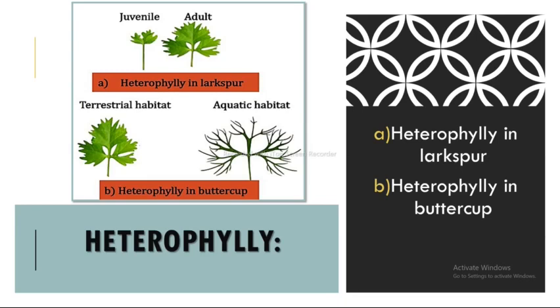So, heterophyly. There are two conditions of heterophyly in this figure. In figure A, you can see heterophyly in larkspur. In the first figure, this is the juvenile leaf, and the next is the adult leaf. In the second figure B, you can see heterophyly in buttercup. First is the leaf of the terrestrial habitat, and second is the leaf of the aquatic habitat, as shown in this figure.